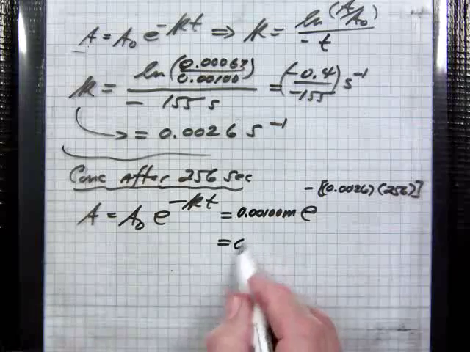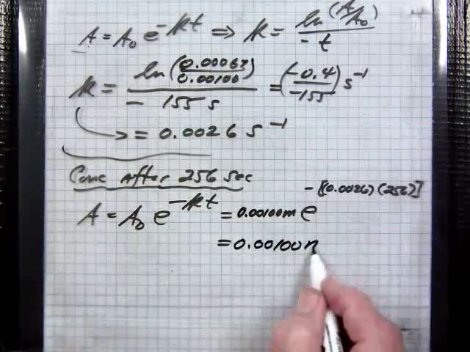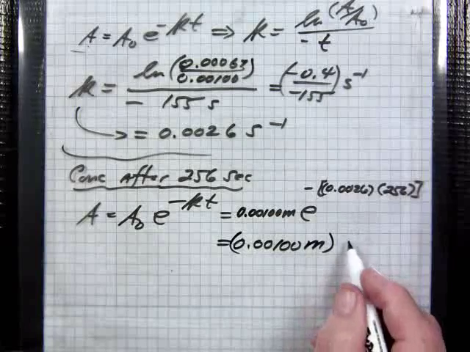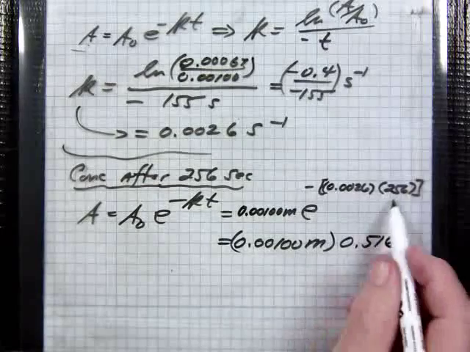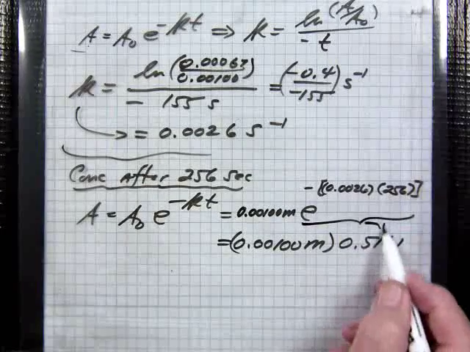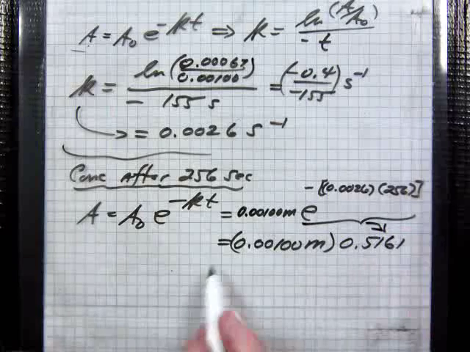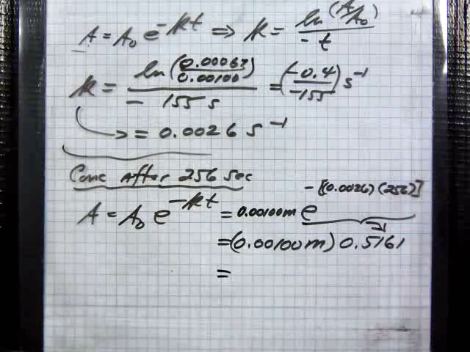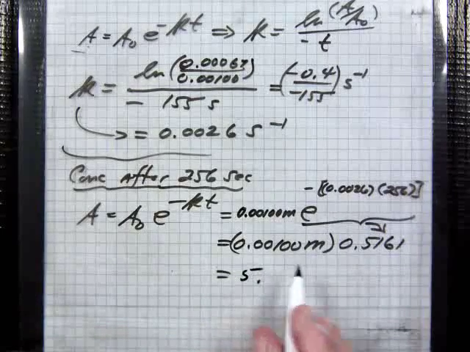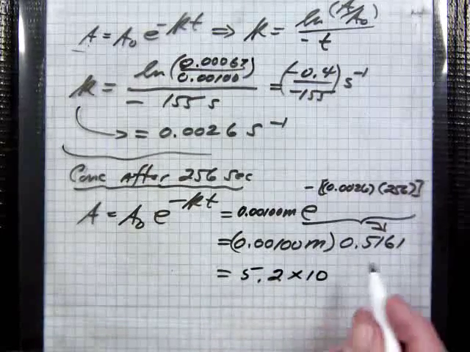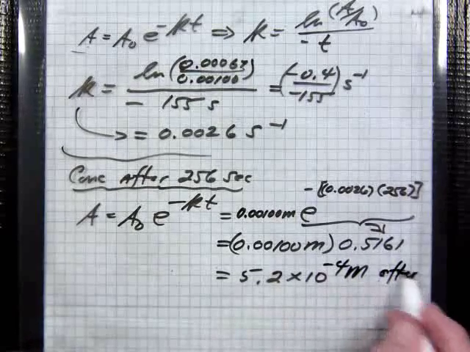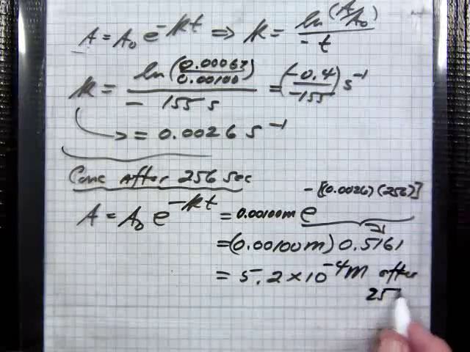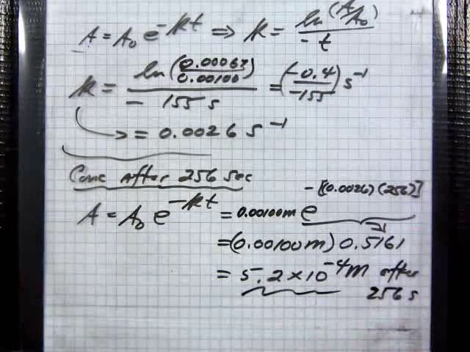So now that's 0.00100 molar times 0.5161. So that is this reduction factor right there. And so that gives me an exponential of 145.2 times 10 to the minus 4 molar after 256 seconds. There.